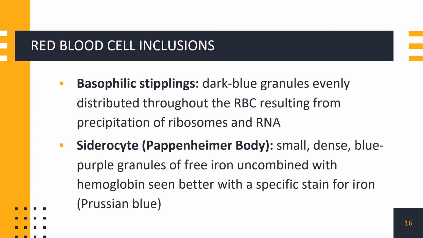Siderocytes, also called as Pappenheimer bodies, are small, dense, blue-purple granules of free iron and combined with hemoglobin, seen better with a specific stain for iron, such as the Prussian blue. When siderocytes or siderosomes are Wright stained, they are sometimes called as Pappenheimer bodies.